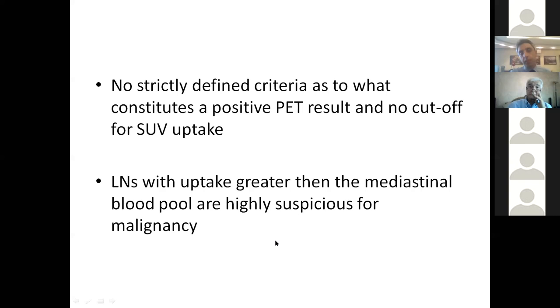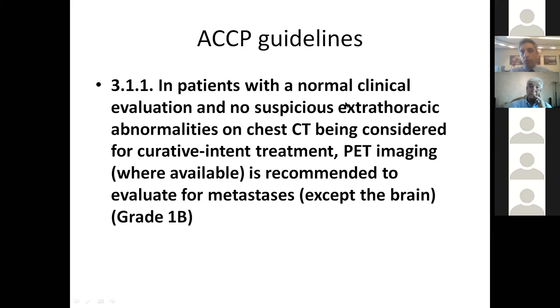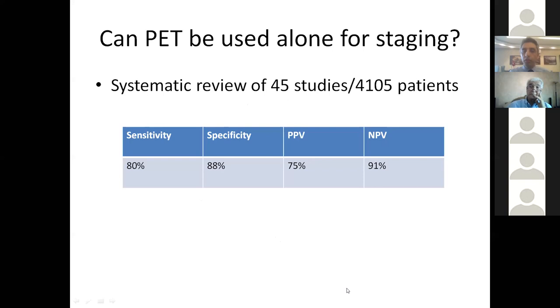So what do the guidelines recommend? The guidelines do recommend using the PET scan, even though there are some limitations to it. There is a grade 1B recommendation to use PET scan in these patients. So I think most of our patients will get a PET scan. But then you move on to the million-dollar question: can we use the PET scan as the sole study for staging of these patients?